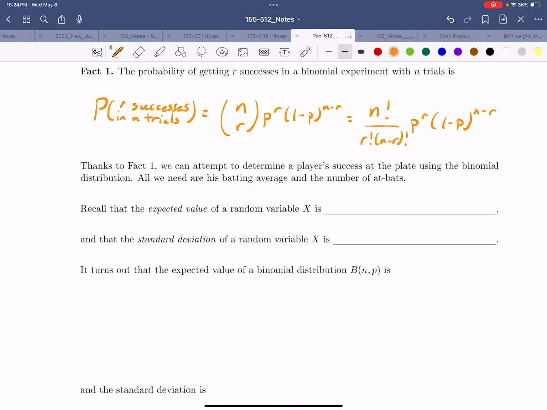Anyway, thanks to fact 1, we can attempt to determine a player's success at the plate using the binomial distribution. We have a very nice formula for determining the number of successes given the fixed number of trials and the fixed probability of success. Now, remember that the expected value of a variable in general winds up being this kind of complicated formula, and the standard deviation. Expected value might also be written as mu x. Standard deviation is written also like this.